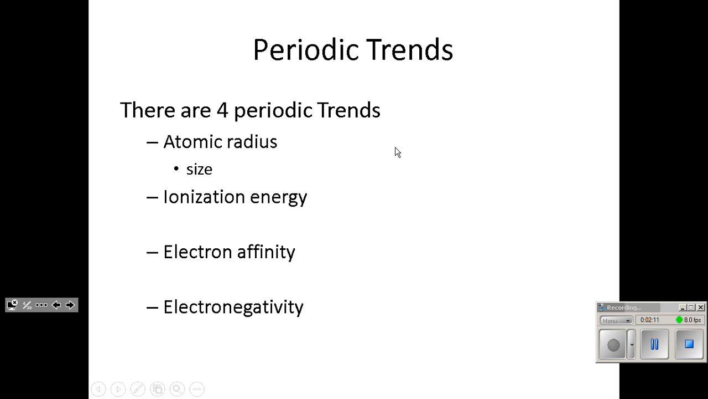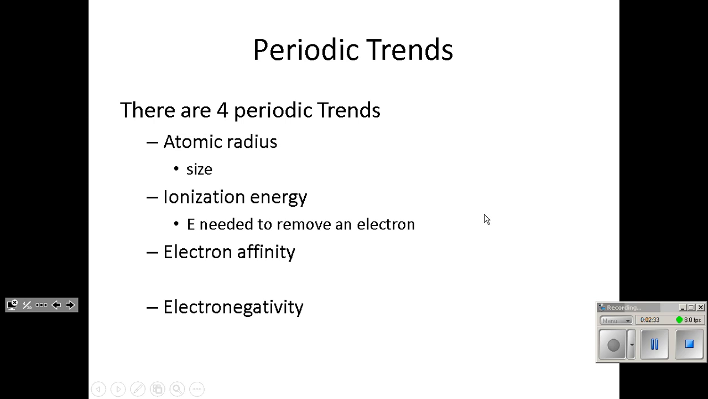The second periodic trend is ionization energy. Just like the name says, it is the energy for ionization. We know that ionization is the removal or attraction of electrons. In this particular case, ionization energy is the energy needed to remove an electron. So we're talking about removal only.